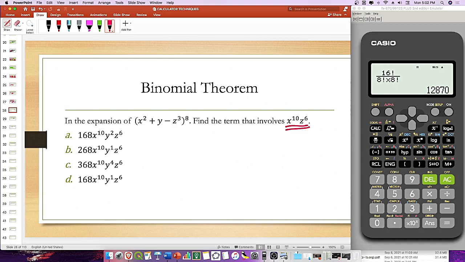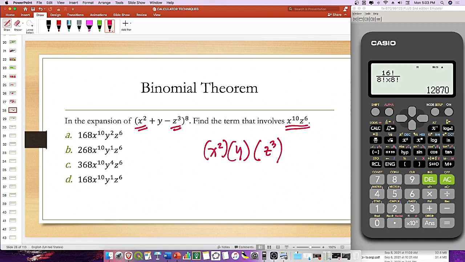Let me read the problem. In the expansion of (x squared plus y minus z cubed) to the power of 8, we are looking for the terms that involve x raised to 10 and z raised to 6. So take note of the original powers of x and z. That is very important. You have to look at the original powers: x squared is the term. We also have y here, and we also have z cubed, the original power.